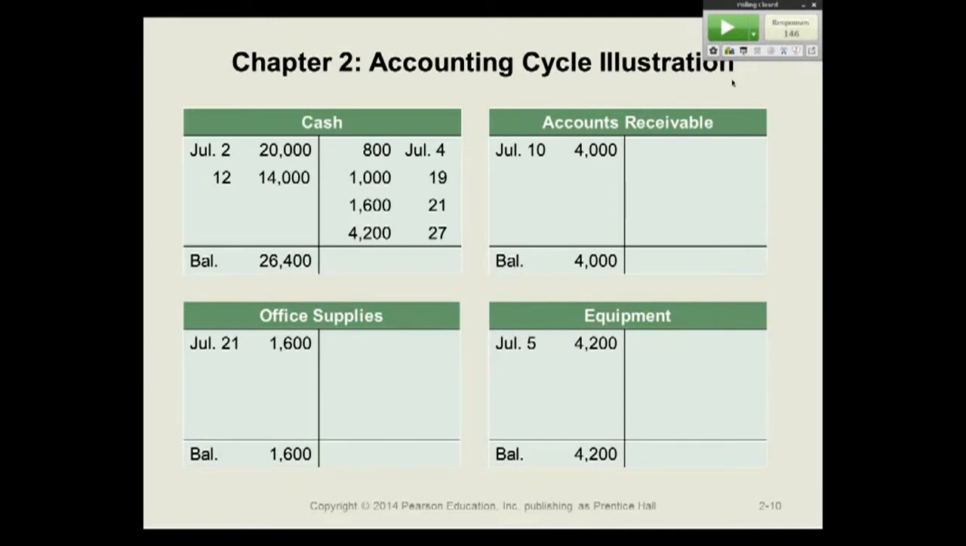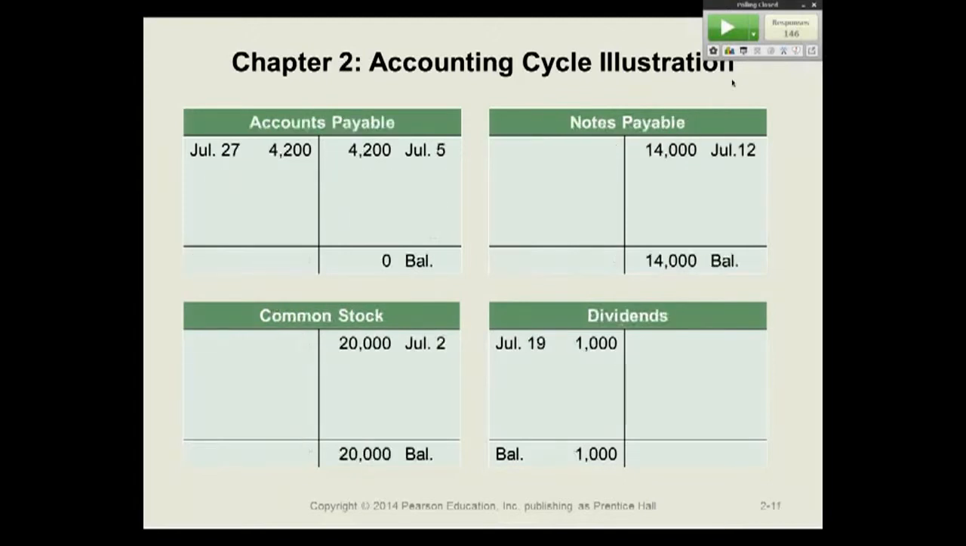The ledger is a group of accounts, and these are the balances. Cash is $26,400, accounts receivable is $4,000, office supplies is $1,600, equipment is $4,200, and those are the balances that you have. And again, I will post this. I just didn't want to have it in front of you today, because I wanted to make sure you took some notes, paid a little bit more attention, and answered some questions.